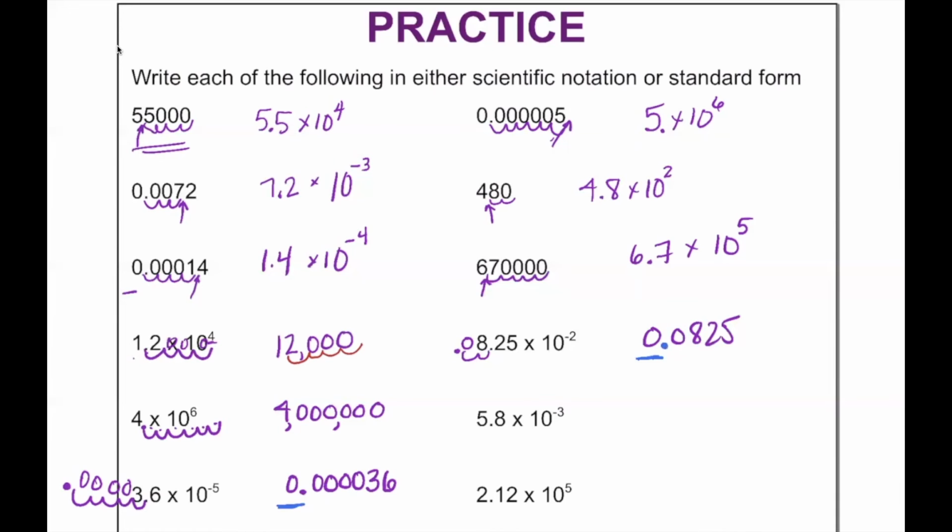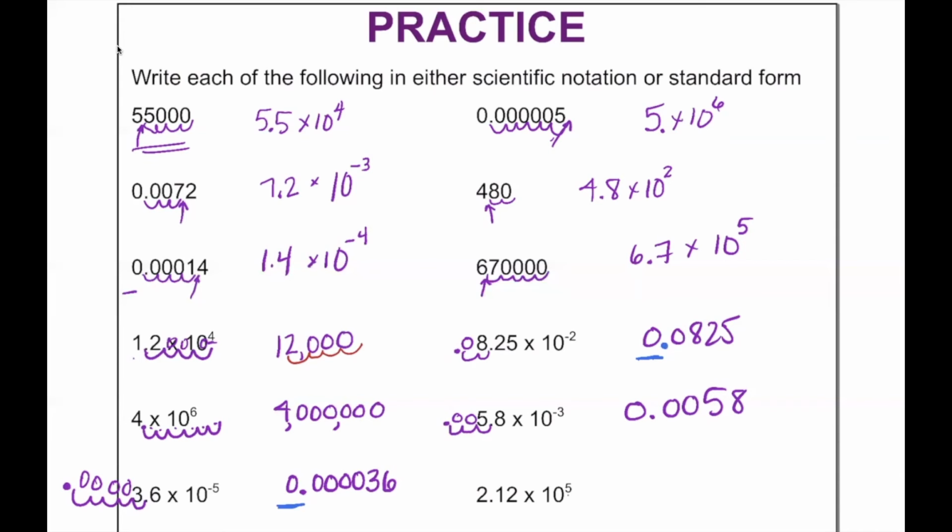Okay, 5.8 times 10 to the negative 3. We have 1, 2, 3. And so our new decimal goes here and we have 2 zeros in front. So we have 0.0058.